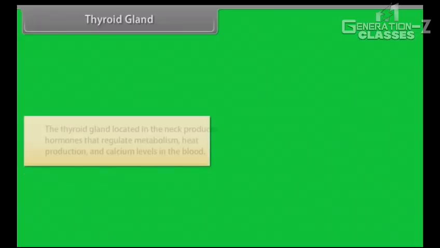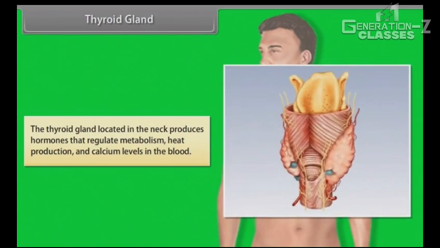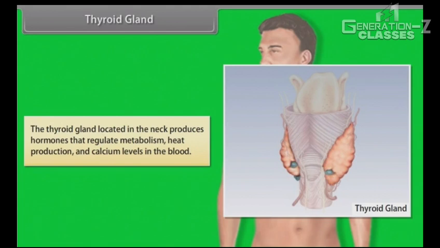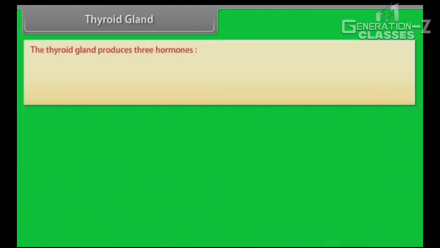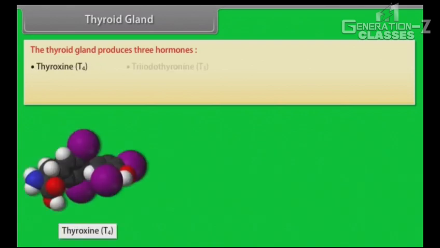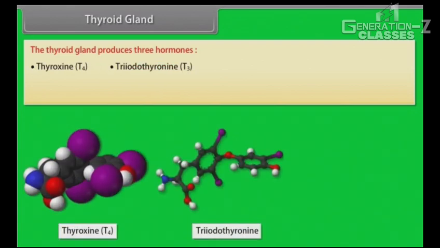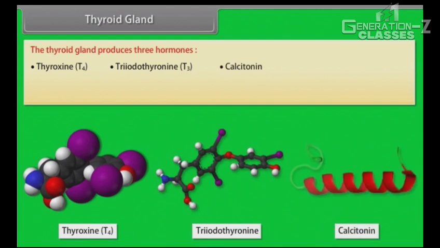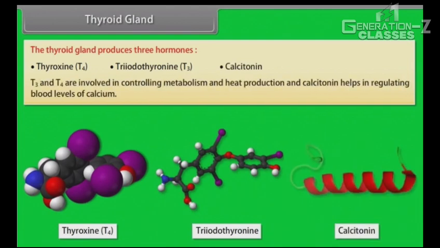Thyroid gland. The thyroid gland located in the neck produces hormones that regulate metabolism, heat production, and calcium levels in the blood. The thyroid gland produces 3 hormones: thyroxine T4, triiodothyronine T3, and calcitonin. T3 and T4 are involved in controlling metabolism and heat production, and calcitonin helps in regulating blood levels of calcium.